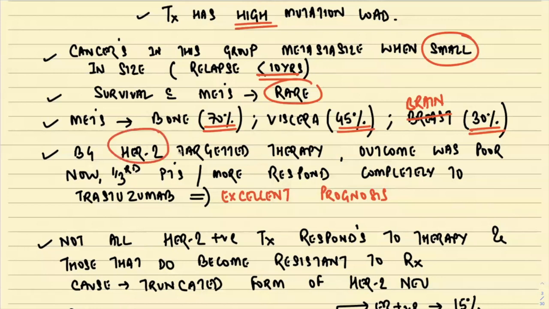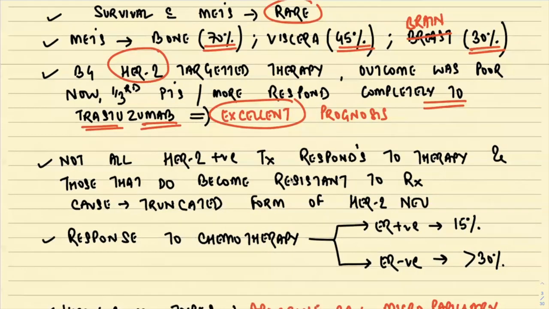Can anyone tell me what is the drug of choice for HER2 positive breast carcinoma or HER2 positive tumors? It is trastuzumab. So before any drug was available which can go and block the HER2 receptor, the outcome was very poor. But now 1/3 or more patients completely respond to trastuzumab, and those patients who are responding to this drug have an excellent prognosis. But not all patients are having that.